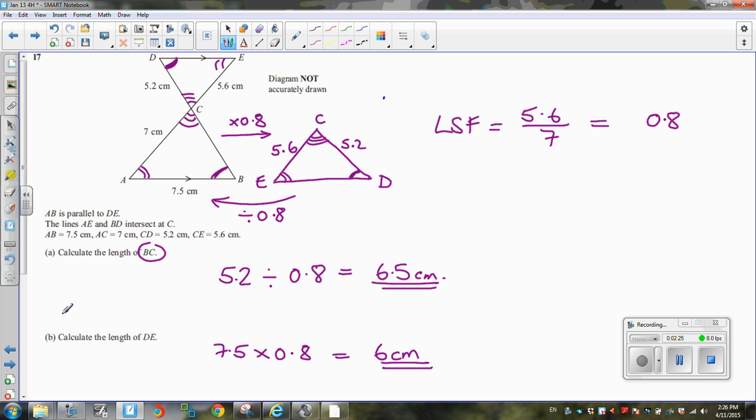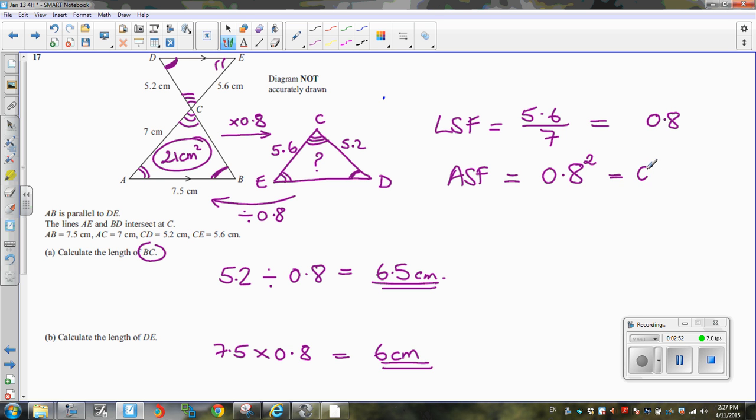Right, part C says that the area of triangle ABC, so that's this one here, has an area of 21 square centimeters. And we have to find the area of this triangle here. Now, in order to find that, I need to know what the area scale factor is. And if you remember, the area scale factor is the length scale factor, in this case 0.8, squared.